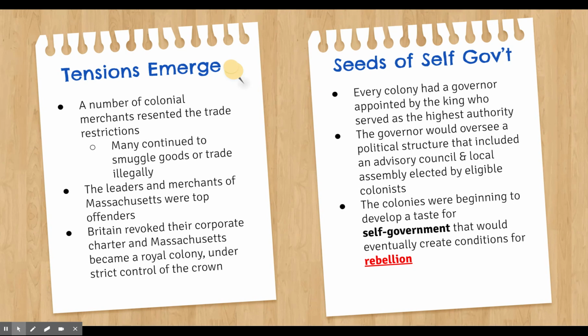And so as they begin to develop this taste for self-government, it also will help to create conditions for rebellion because they are not going to like Britain overseeing them, creating laws, more taxes on them. They want to make their own rules.